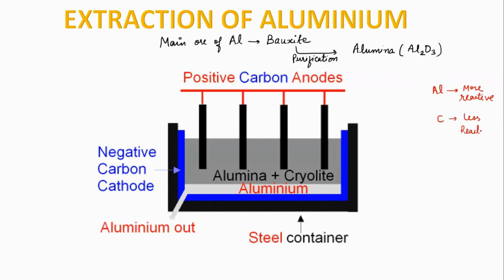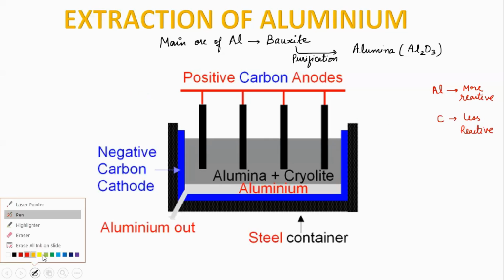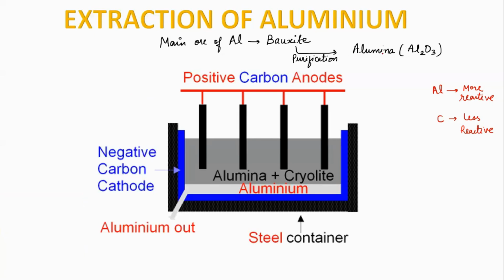Now, the main problem with the electrolytic method is that alumina has a very high melting point, which is around 2050 degrees Celsius. At this melting point, a lot of energy is consumed and it is not economical.